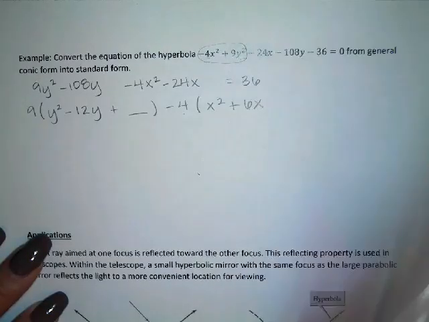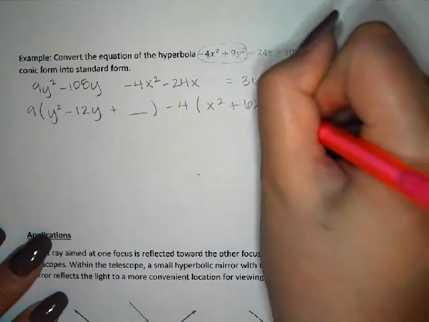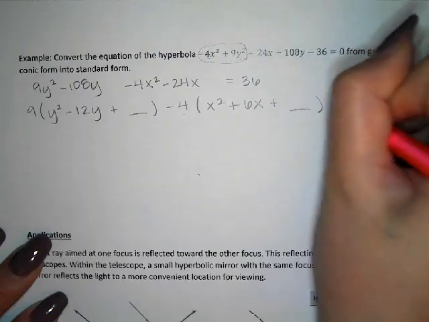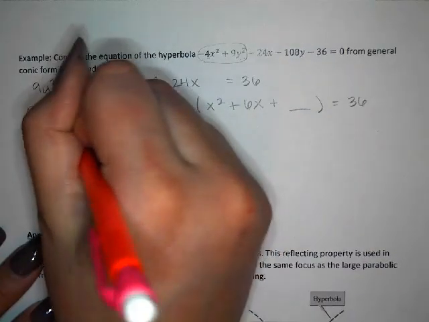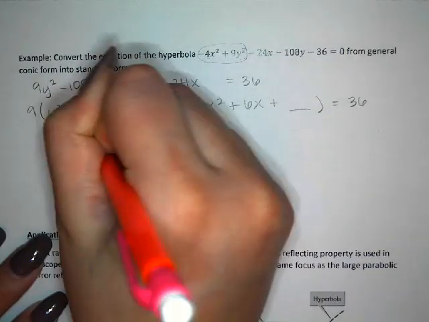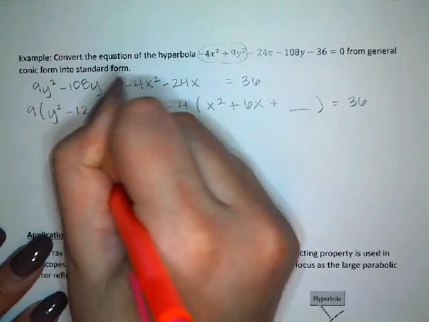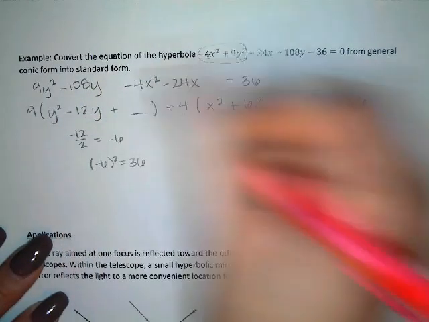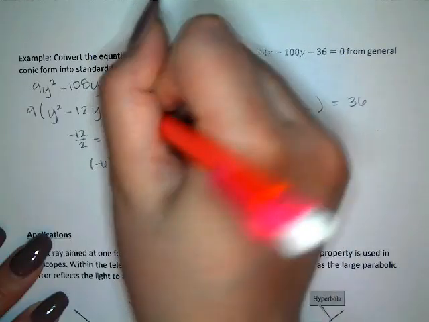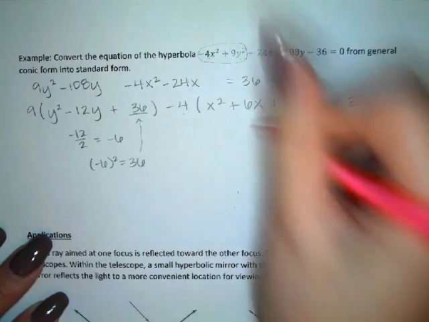All right, so now I'm going to complete the square for both of these. I have -12 divided by 2 is -6. -6 squared is positive 36, and so that's going to be the number that completes the square. 6 divided by 2 is 3. 3 squared is 9, and so that's the number that completes the square for this one.